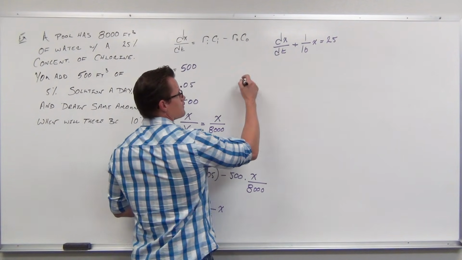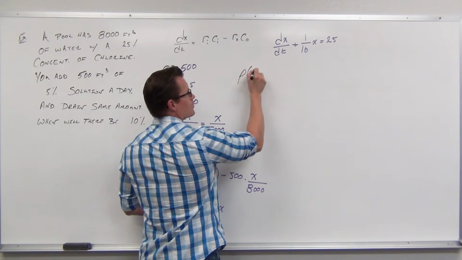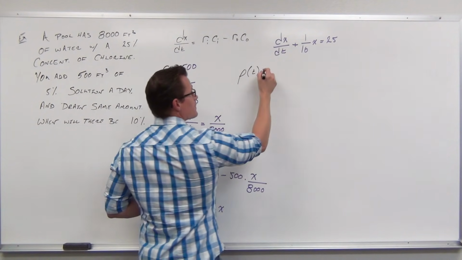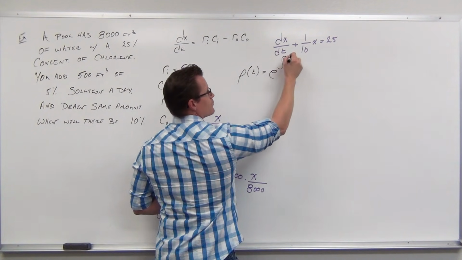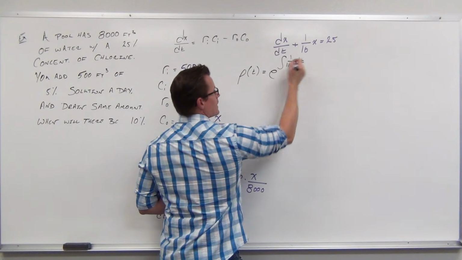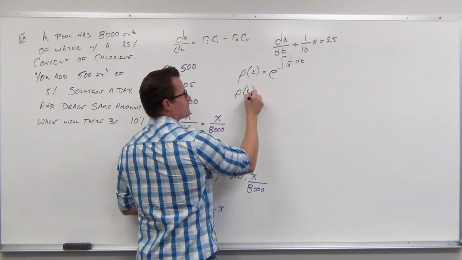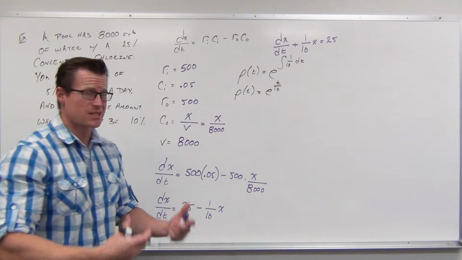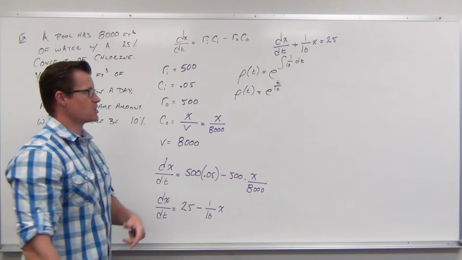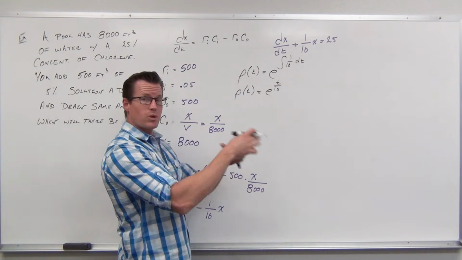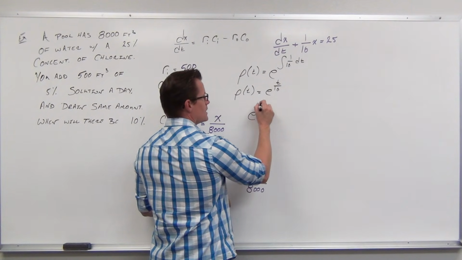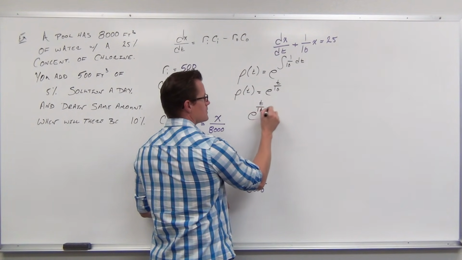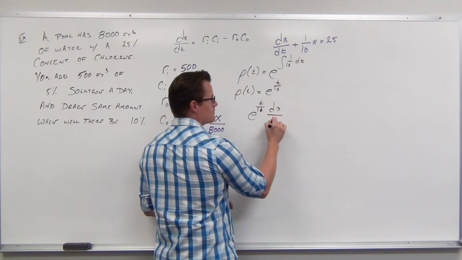So for us, rho of t, so this is with respect to time, is e to the integral of 1/16 dt. That means that we're going to get e to the t over 16. Really similar to the last problem. The only difference here is that we had a concentration in that wasn't zero. Let's multiply that everywhere. So we have e to the t over 16 dx dt.